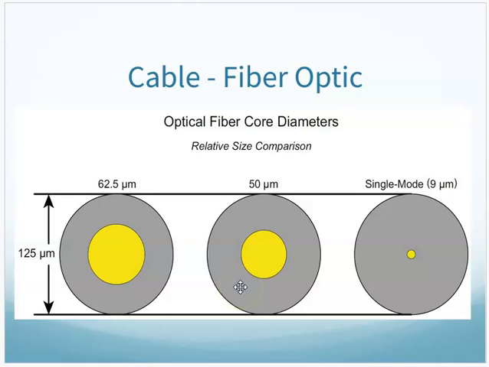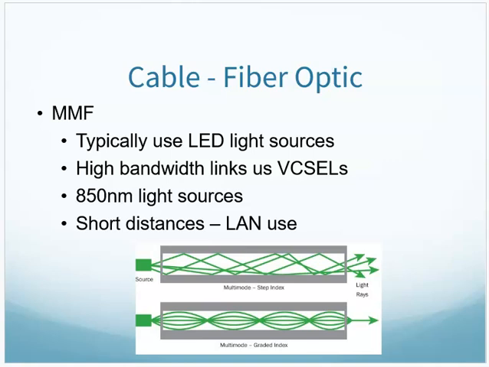Here's kind of a diagram to show you the difference between the fibers if I had to look at the end of them under a microscope. 62.5, nice big core. 50, still a big core. Your single mode 9, that's a teeny tiny core.